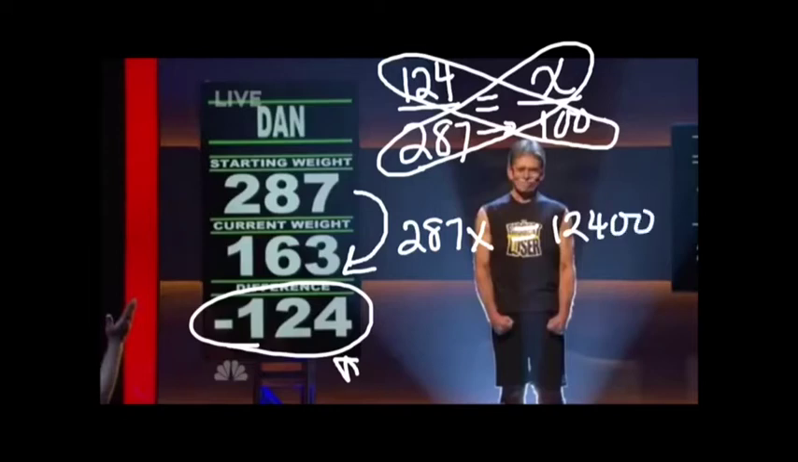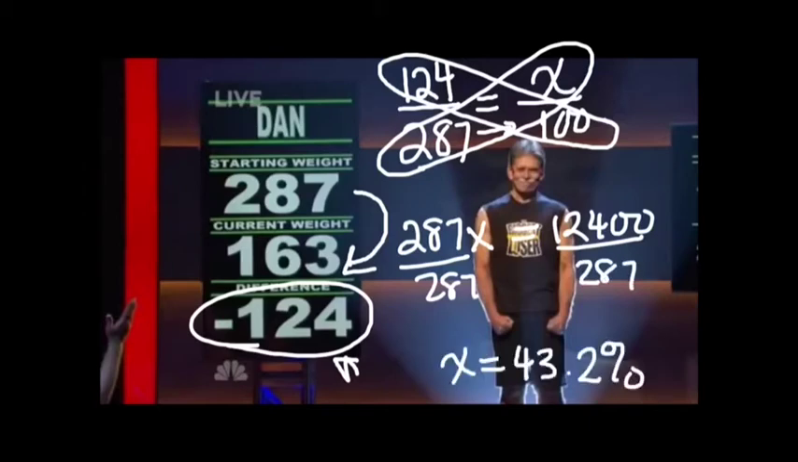12,400. Quick division here, if we divide both sides by 287, what we'll get is that Dan lost 43.2% of his body weight. Pretty good job. Now here's the thing.